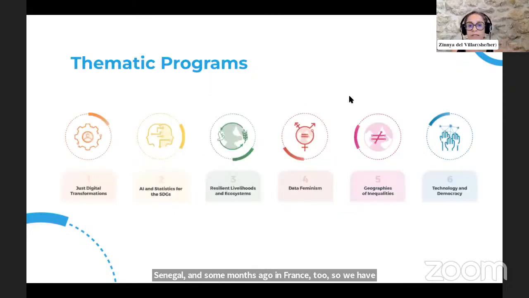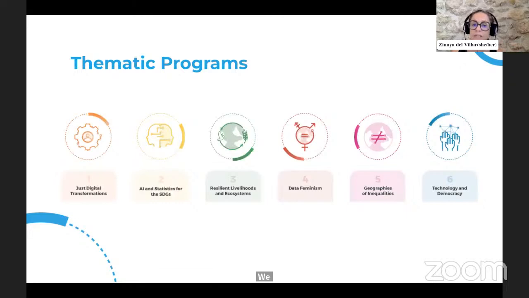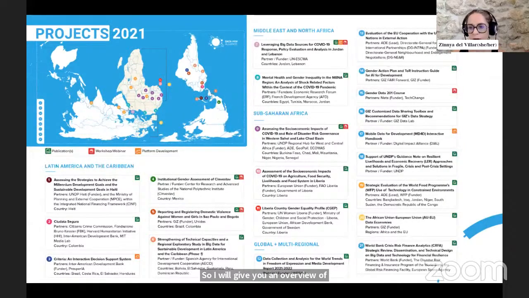We work through these thematic programs: digital transformation, AI and statistics for the SDGs, resilient livelihoods and ecosystem. This is about how the population can improve when you have, for example, a COVID crisis, migration crisis, climate change crisis, etc. Data feminism, geographies of inequalities, which is very related with SDG 11, and technology and democracy. So I will give you an overview of where we work. Our focus is Latin America, Sub-Saharan Africa, and the MENA region.